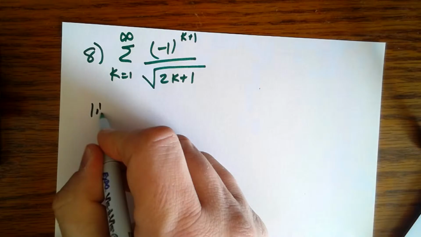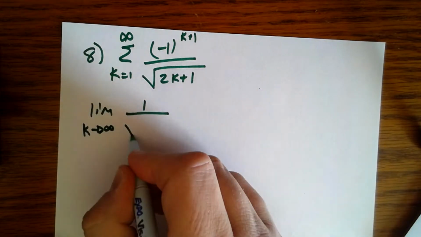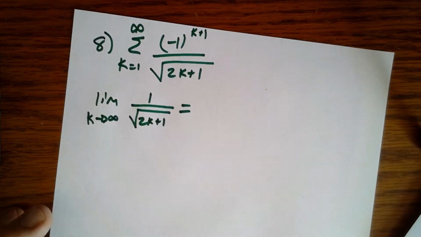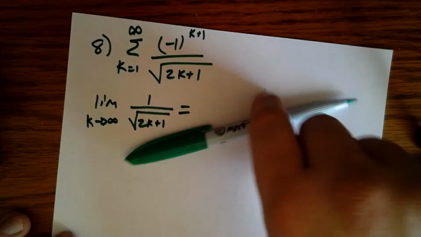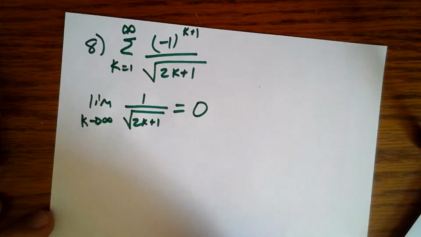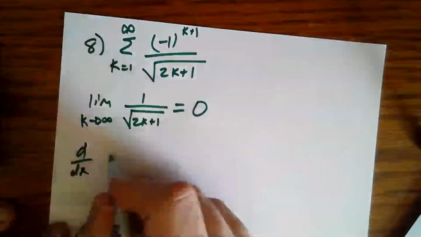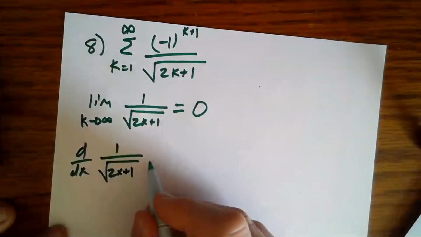Is the limit, if we remove this part, the limit as k goes to infinity of 1 over the square root of 2k plus 1, is that equal to 0? Yes, it is. Okay, and then we take the derivative of this, which I think will be the easiest one for this problem. Is that always going to be negative?